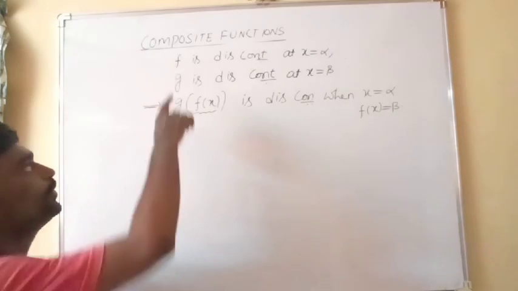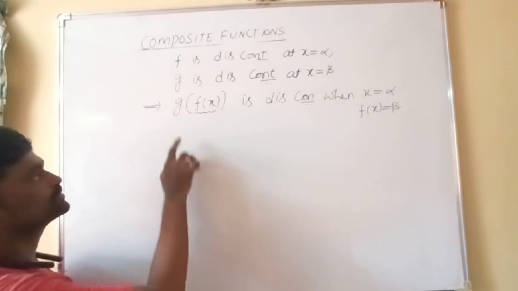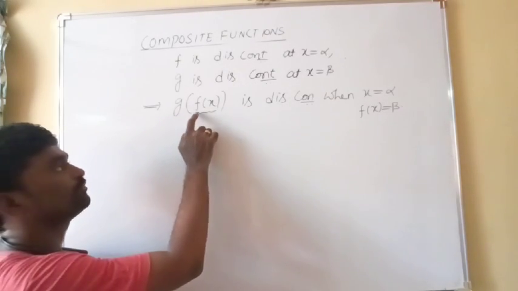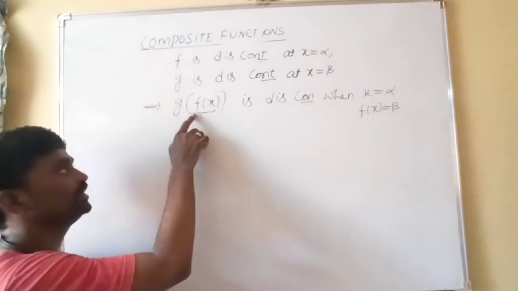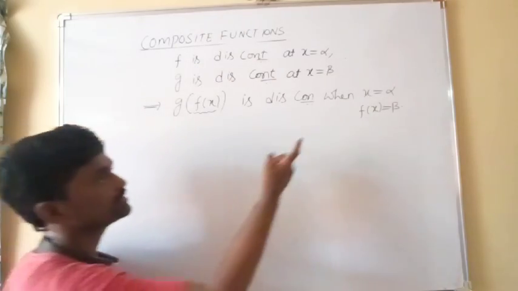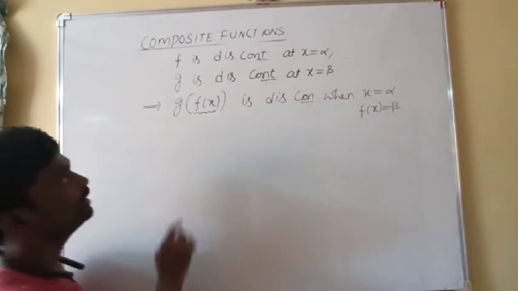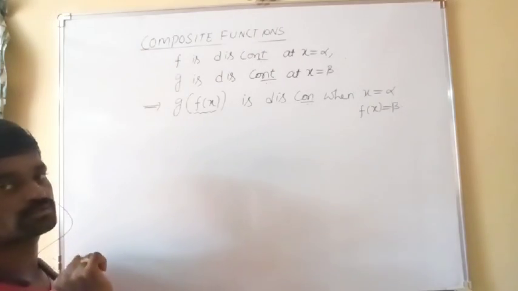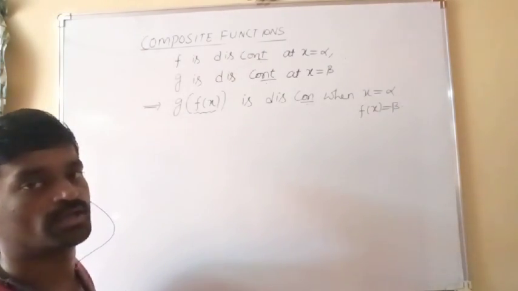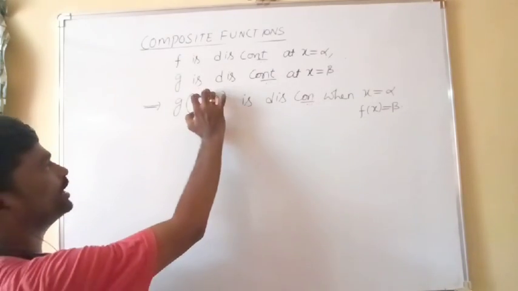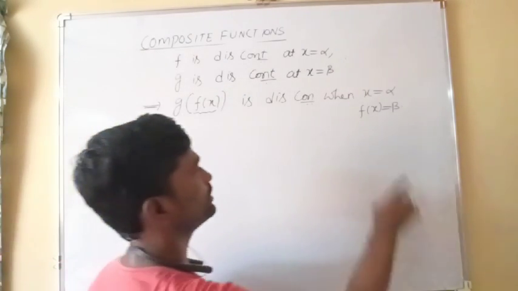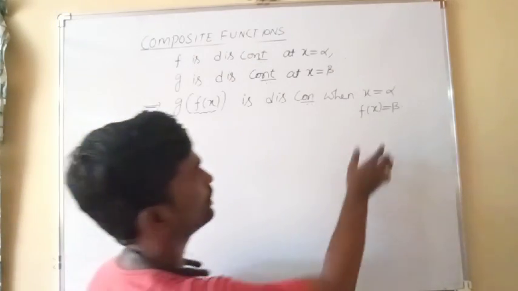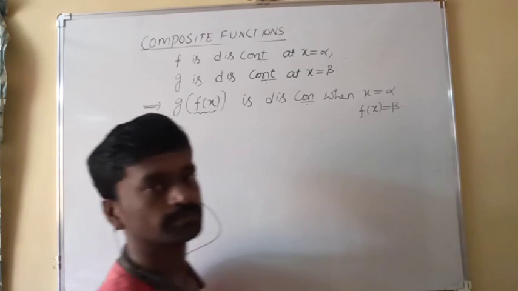Okay, f of x is discontinuous at x equal to alpha. So for g of f of x, first you are applying the f function. That means g of f of x is discontinuous at the points where f is discontinuous, that is, when x is equal to alpha. But the g function is discontinuous at x equal to beta. G of y is discontinuous at y equal to beta, that is, when f of x is equal to beta. So on solving this equation, you will get some more x values.